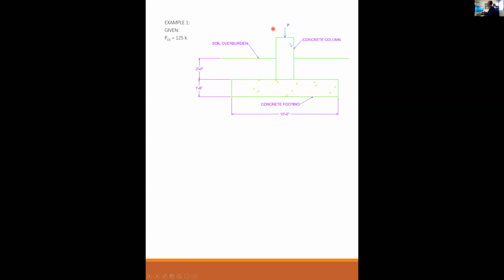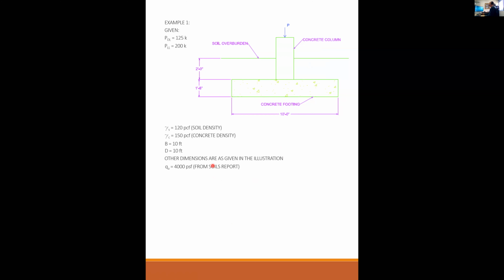If I have an axial dead load of 125 kips and an axial live load of 200 kips, those loads are concentric. And gamma S, the density of the soil, is 120 pounds per cubic foot. Gamma C, the density of the concrete, is 150 pounds per cubic foot. The width of the footing in and out of the page is 10 feet, and the length of the footing is 10 feet. All other dimensions are as given in the illustration.